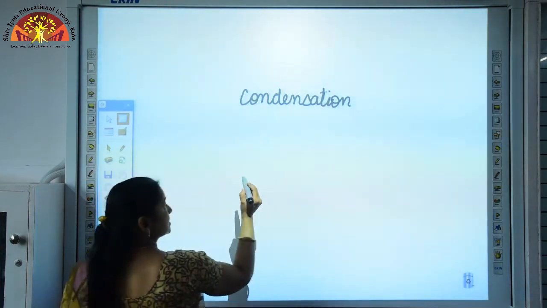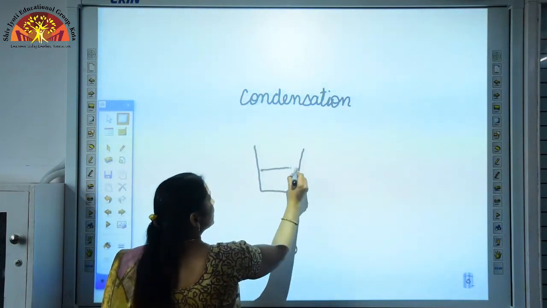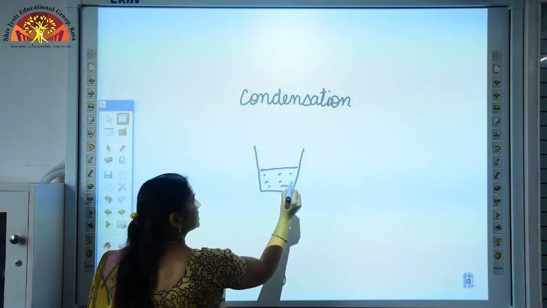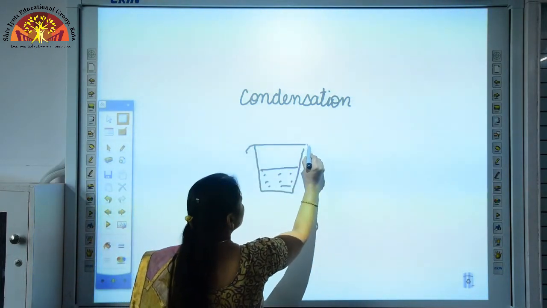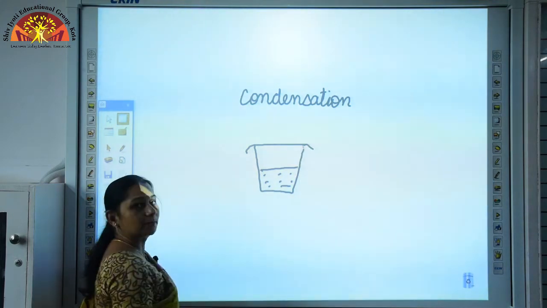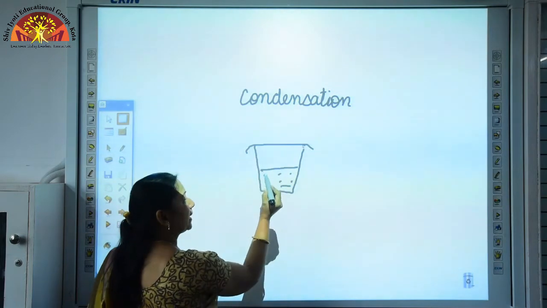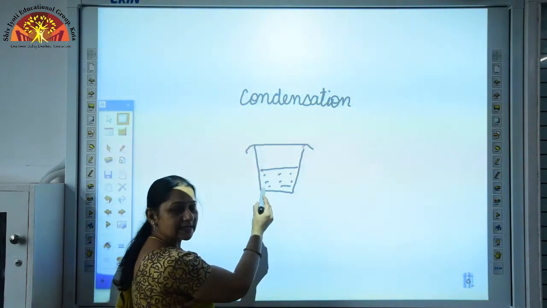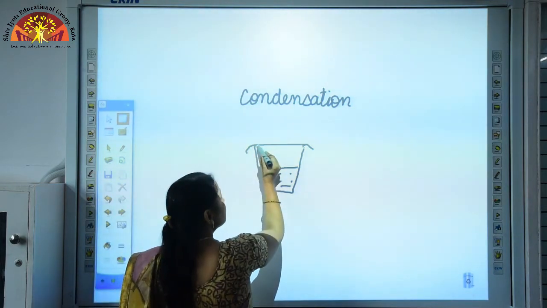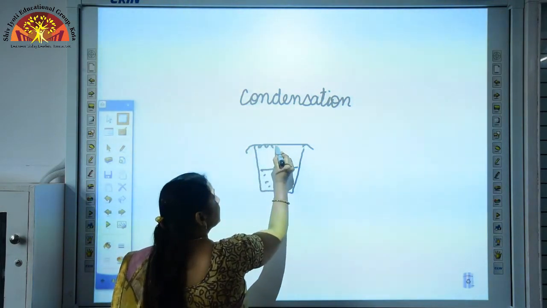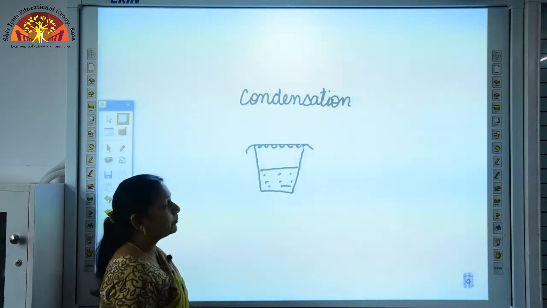What happens in condensation? Suppose I have a glass which contains hot water inside it, and I have covered this hot water with a plate, but this plate is cool as compared to the water inside it. After some time, what do you observe? That some water droplets condense on the inner surface of the plate.